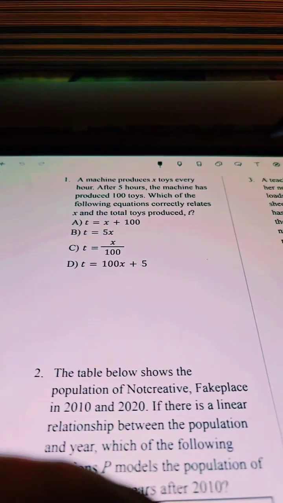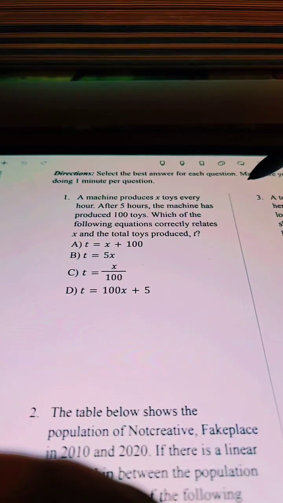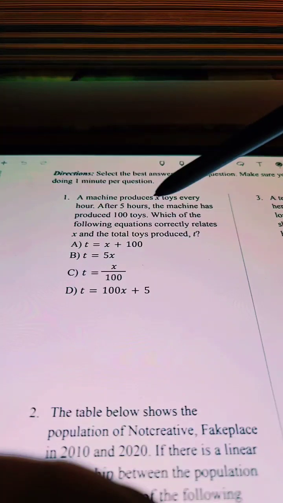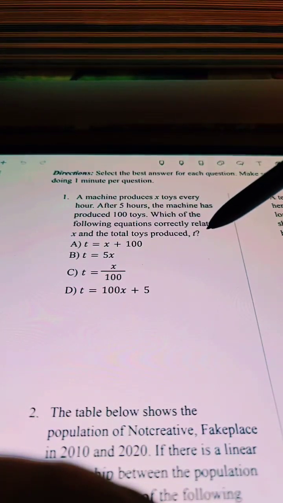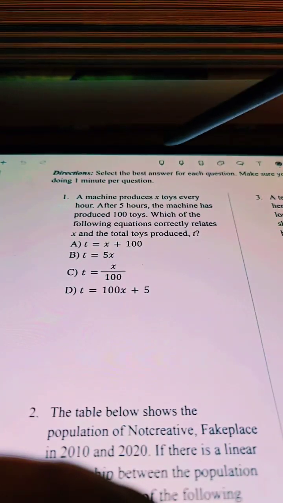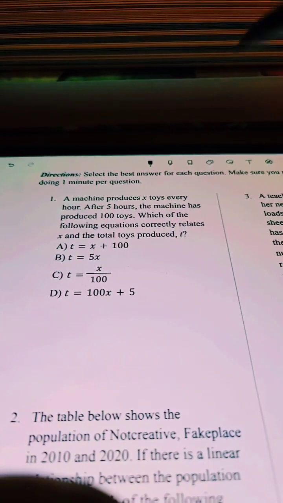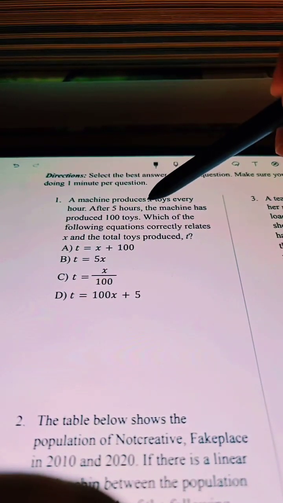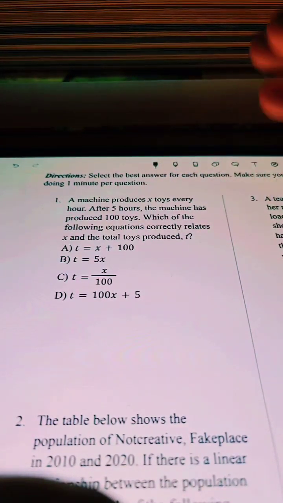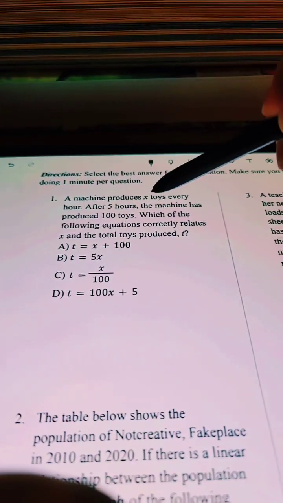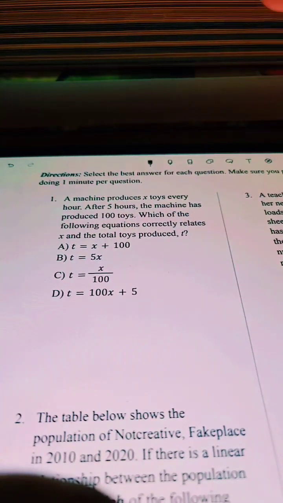A machine produces X toys every hour. After 5 hours, the machine has produced 100 toys. Which of the following equations correctly relates X and the total toys produced T? So this is a trick question. I wrote it and I tricked myself right now. Usually they're not going to give it to you like that. Usually they're testing you on finding the rate yourself. But X is representing your rate.